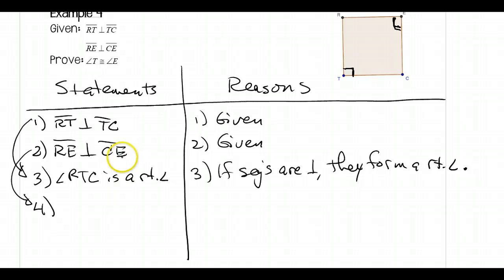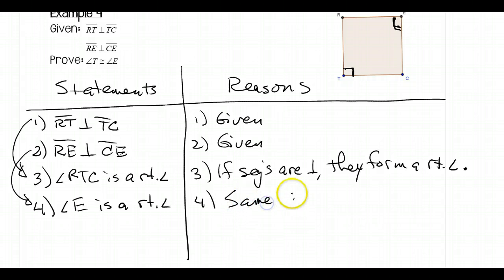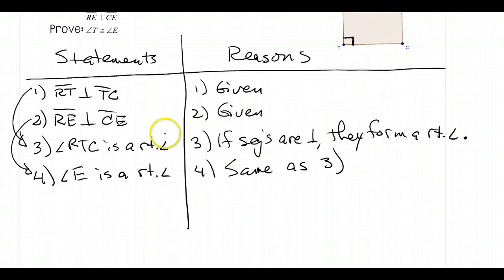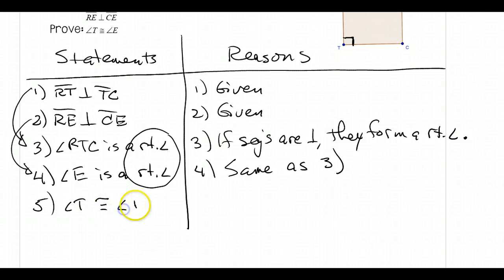Then I'm going to do the same thing with the second given. Since RE and CE are perpendicular, and I didn't really have to use 3 letters here, so I'm not going to use 3 letters for this one. I know that angle E is a right angle. And the reason is the same as reason 3, so we're just going to say same as 3. And then now we have that these two angles are both right angles. And what do we know about right angles? We know that they are congruent. So angle T is congruent to angle E.